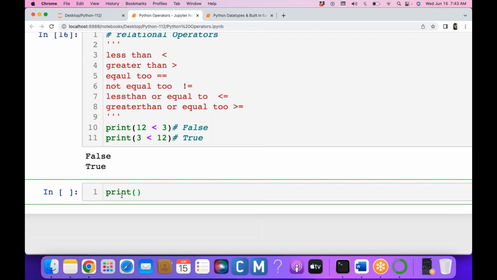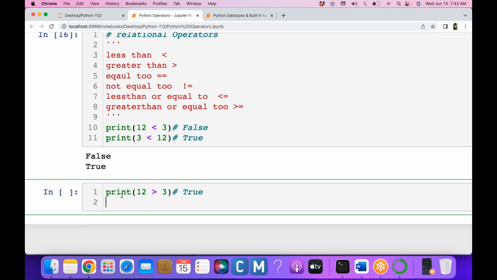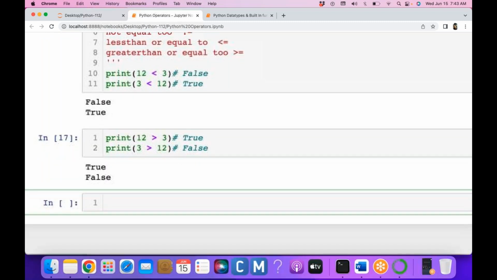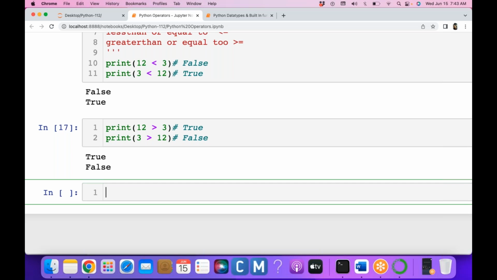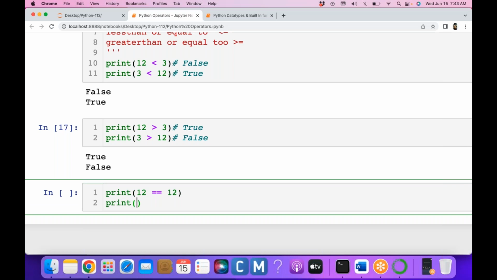So we can go with greater than: 12 greater than 3. Yes, 12 is more than 3, so it returns true. For the same thing, if I go with 3 greater than 12, no, it will be false. So here we are getting either true or false. So we can go with equal to: if and only if both objects are the same, then it will be true. Otherwise, it will be false.